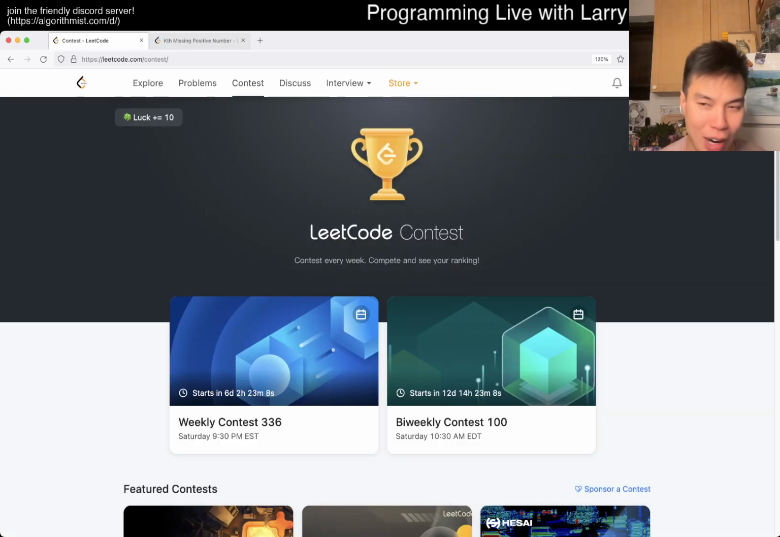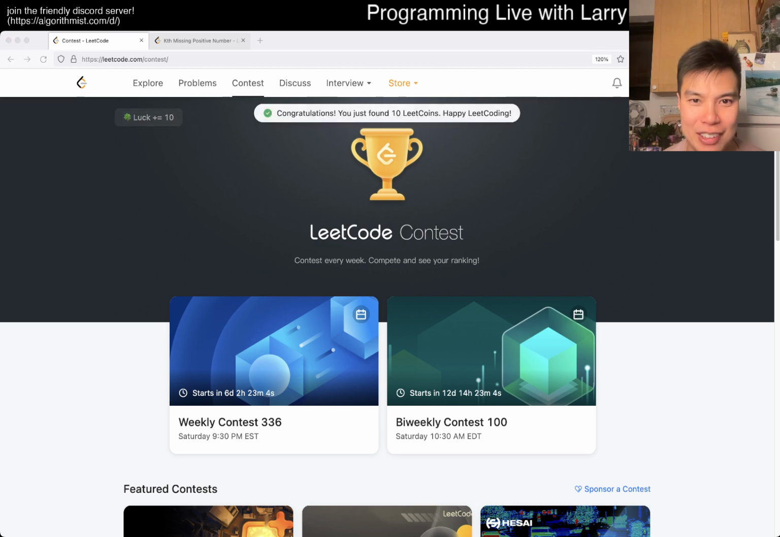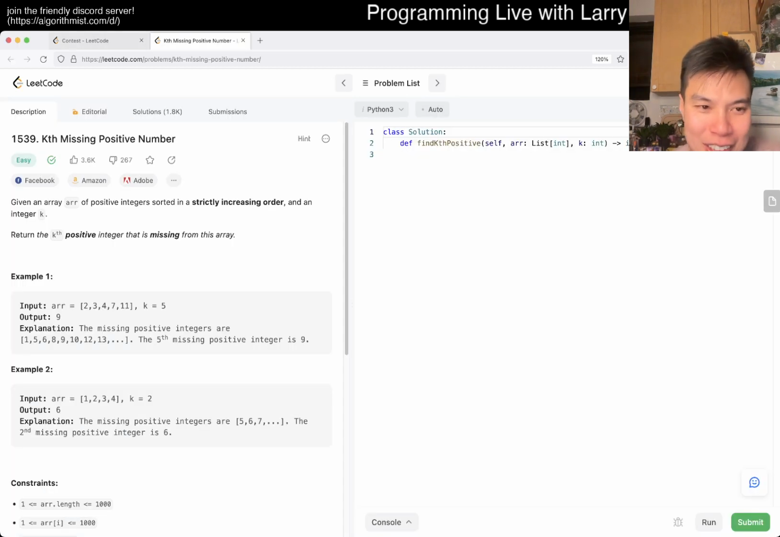Yes, sometimes people ask me why I click on this. It's a luck thingy, so that you click on it and you get 10 coins. I don't know what you do, but do whatever you want with it.